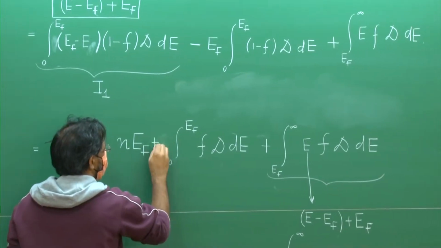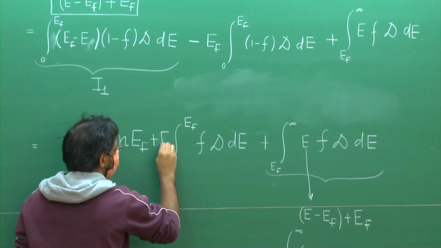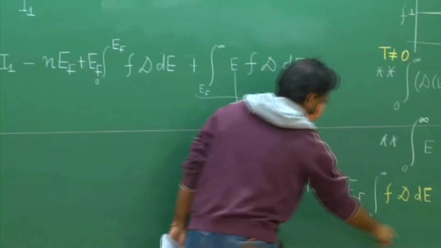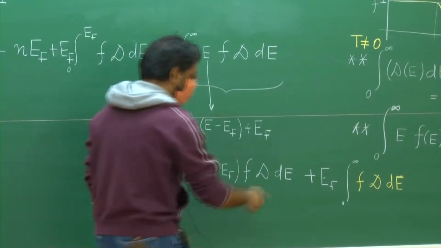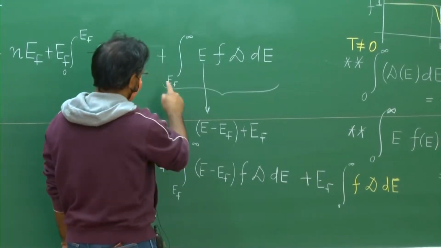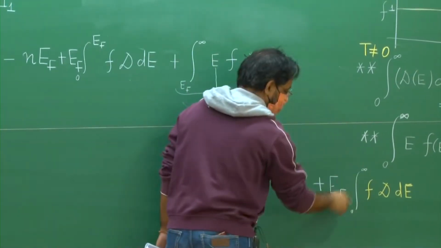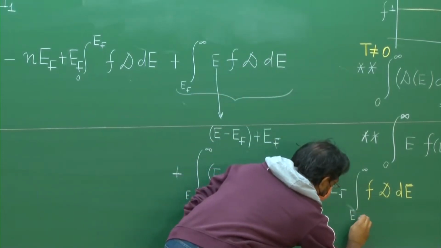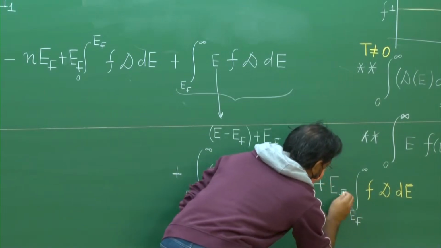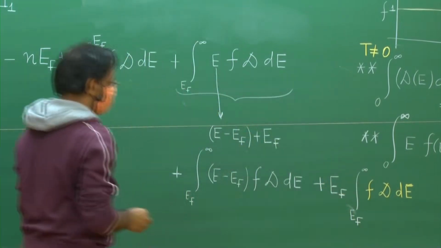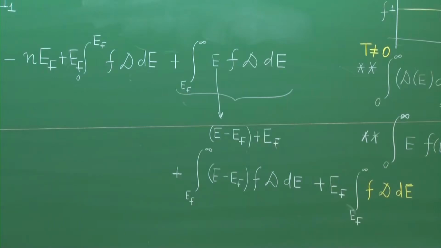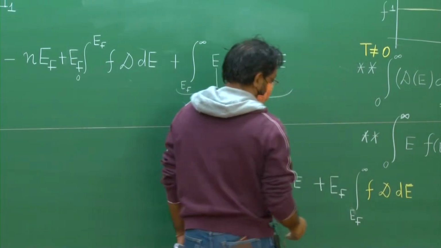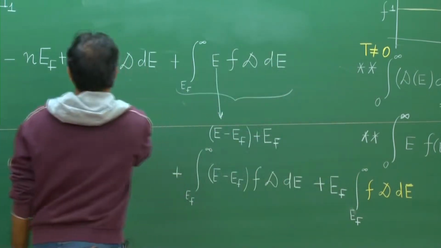Besides this, is anything else missing in this piece? The limit of the integral is not correct. It's EF to infinity. So, it should be EF to infinity. Very good. All of you are very alert. So, EF to infinity and 0 to EF.